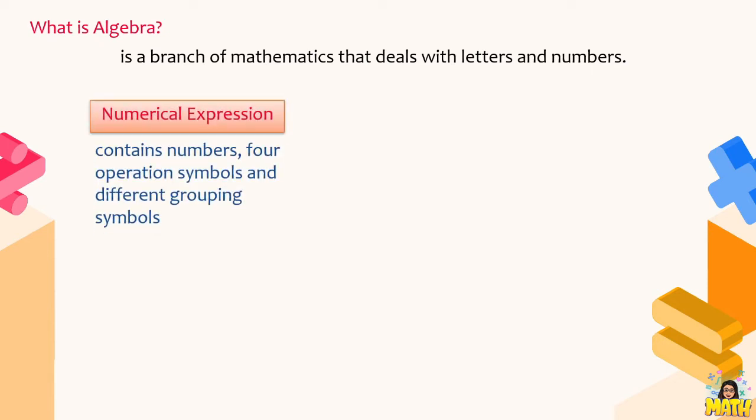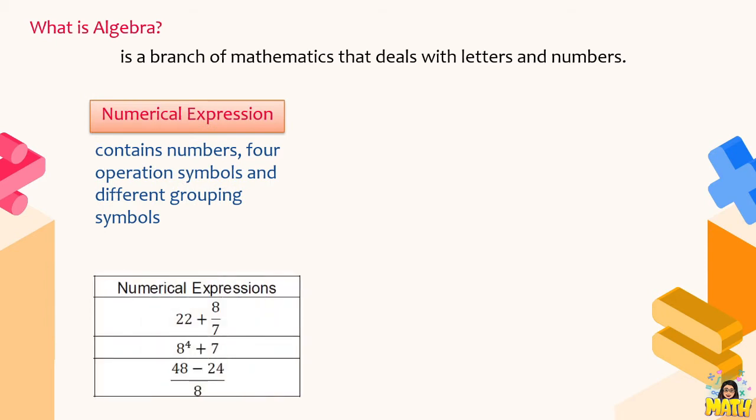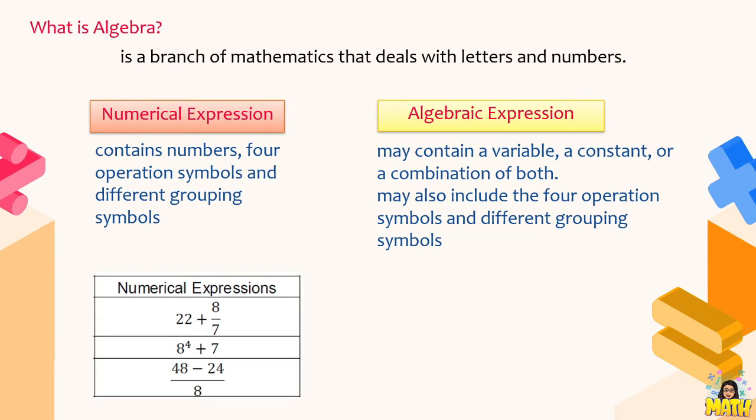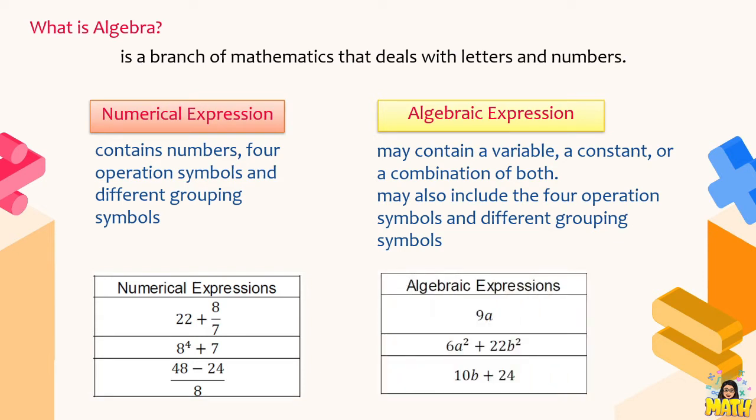I know that you are used to numerical expressions wherein it contains numbers and 4 basic operations as well as grouping symbols, just like parentheses. This time, I will be introducing algebraic expression which contain a variable, a constant, or a combination of both. Of course, it includes the 4 operations and different grouping symbols. So, madali lang naman i-differentiate kung simple numerical expression lamang siya, that means puro numbers lang. Pero kapag meron na tong mga variable or constant or mga letters, that is now considered as algebraic expression.